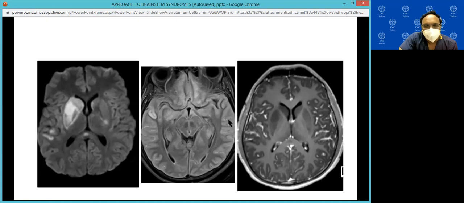In view of the history and the imaging, we treated it like TB. The CSF TB was negative, but the bone marrow TB came MTB trace positive. He was started on ATT.